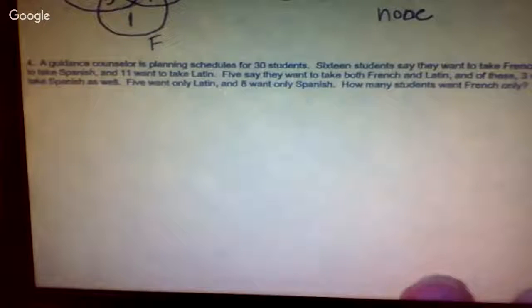All right, last one. A guidance counselor is planning to schedule 30 students. 16 say that they want to take French, 16 want to take Spanish, and 11 want to take Latin. 5 say they want to take both French and Latin, and of these, 3 wanted to take Spanish as well. 5 want only Latin, and 8 want only Spanish. How many students want French only?